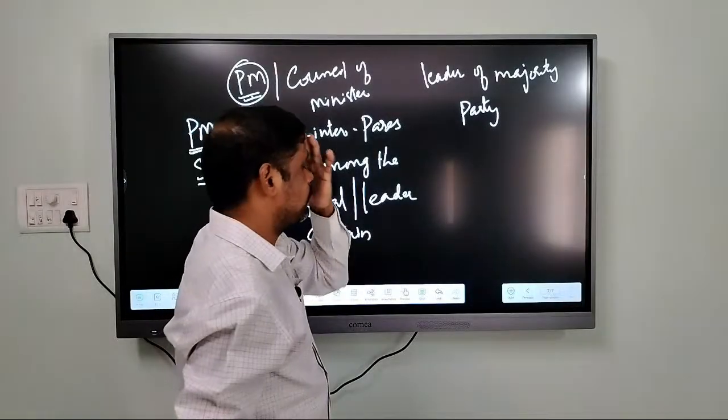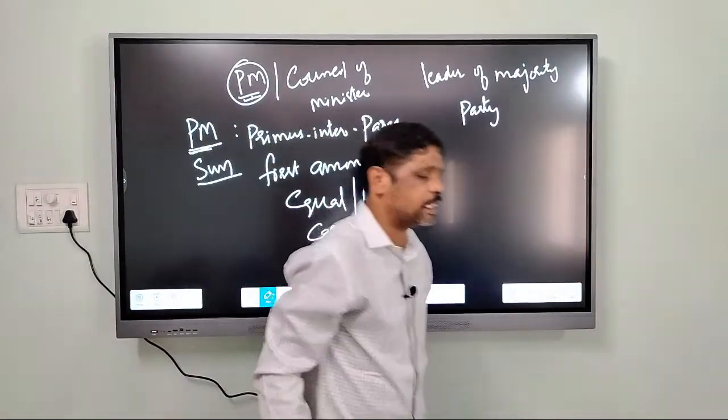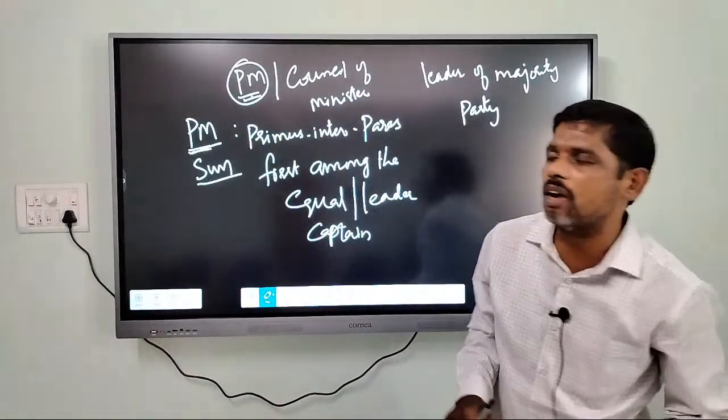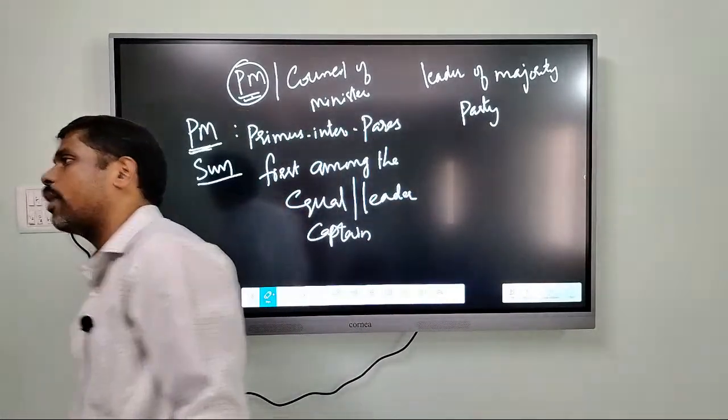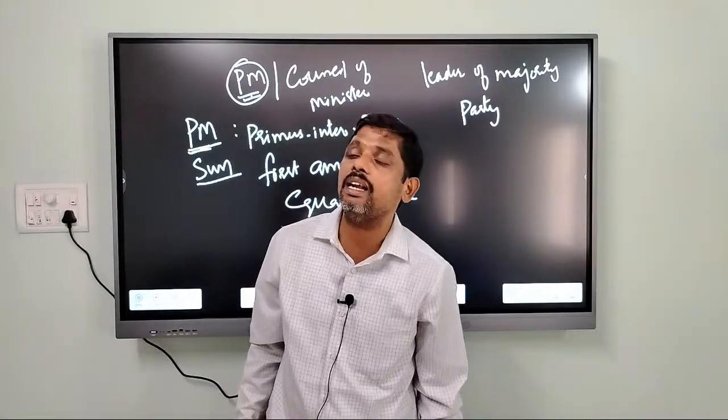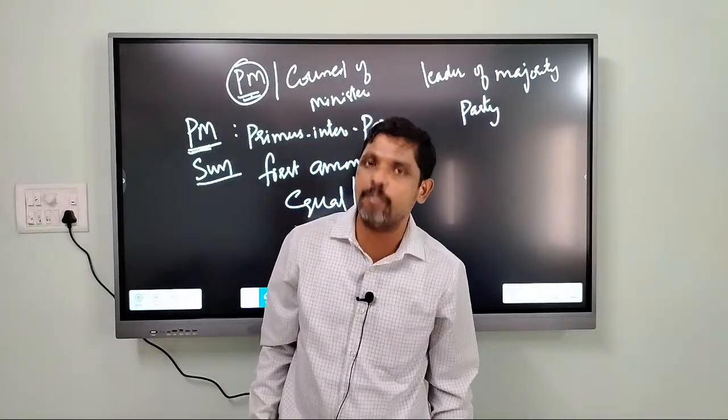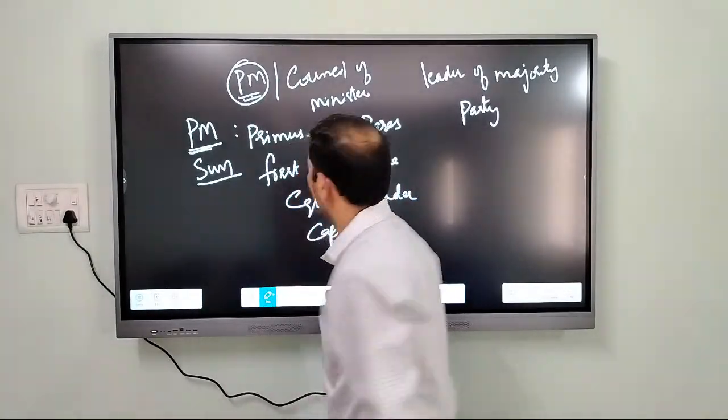All other ministers are appointed by the president of India on the recommendation of the prime minister. So, the president has no choice either in appointing the prime minister or in appointing the council of ministers. This is what we should remember.